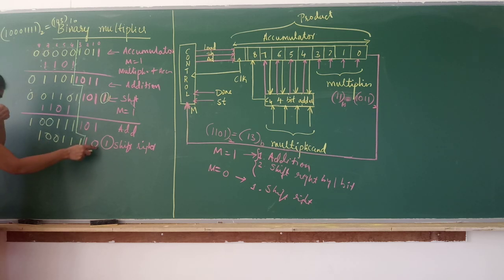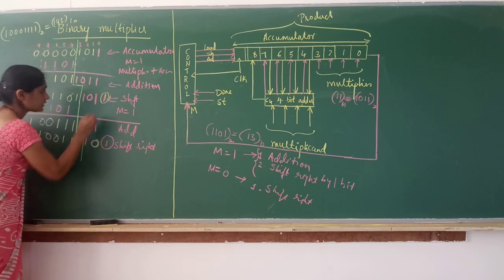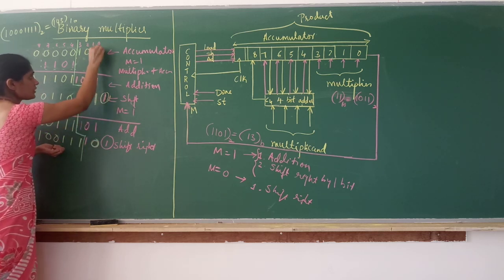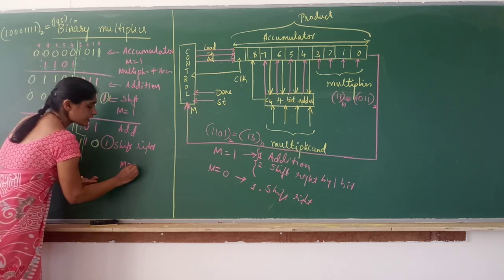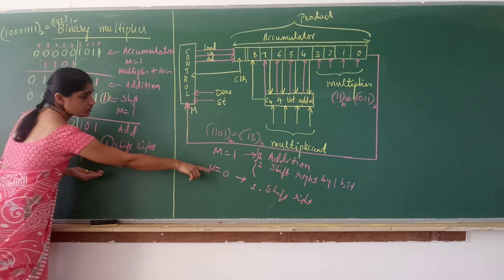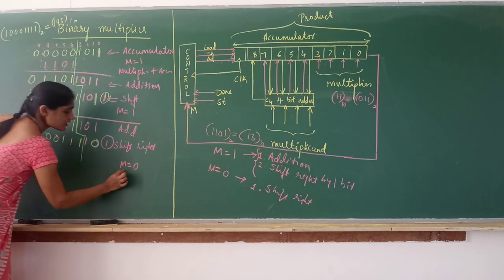Now, what is m now? Now m is 0. So this is m. Okay. Now what is m? M is equal to 0. So if m is equal to 0, next what? No addition. Addition is skipped. Only shift right. So shift right.